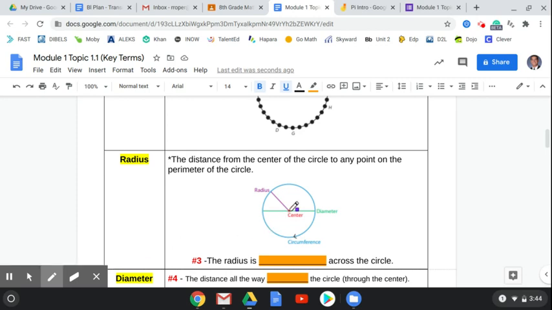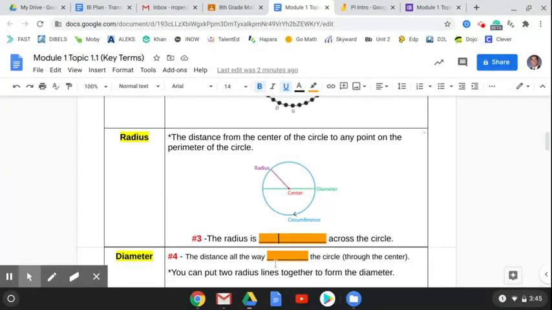Now there are all kinds of radii, which is the plural term for radius. Anytime I go from the center to the perimeter of the circle, so like from here to there, that's a radius. From here to there, that's a radius. From here to there, that's a radius. So there's all kinds of radii that you could draw. But as long as you go from the center to the perimeter of the circle, that is a radius. And so as you can tell, here in number 3, it says the radius is halfway across the circle. So that's your second key term, radius.